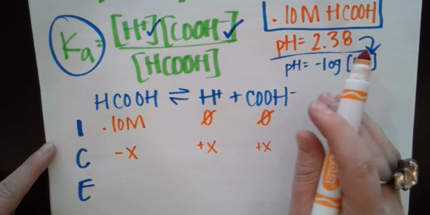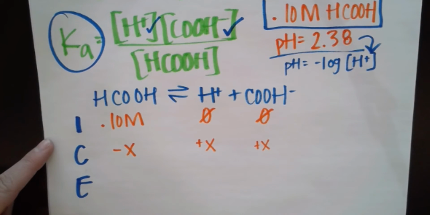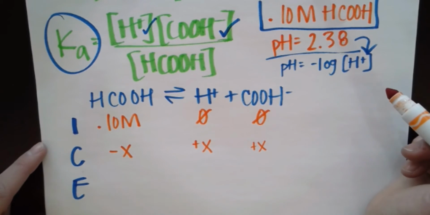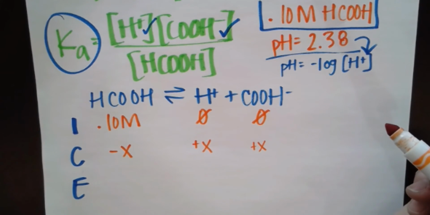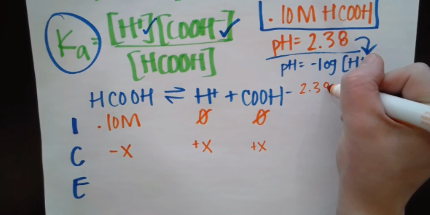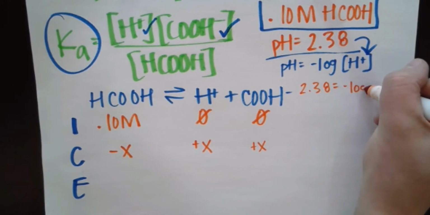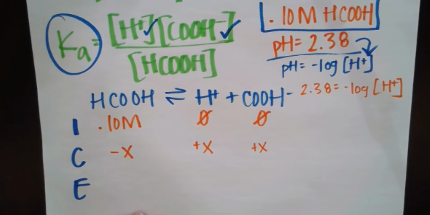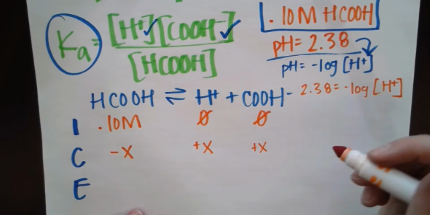Now, do we know what x is going to be? Can we figure any of this out? And I say we can. Let's do this pH calculation over here. So we need to take the pH of 2.38. It's equal to the negative log of our hydrogen ion concentration. Can you solve for the hydrogen ion concentration? Make it happen.